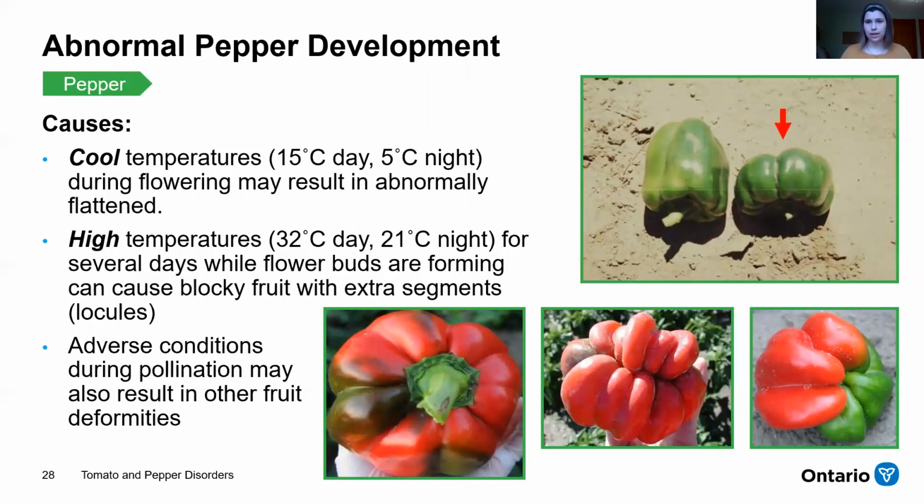On the other side of things, we have exposure to high temperatures, so 32 degrees Celsius during the day or 21 degrees Celsius at night and higher for several days while flower buds are forming. This will cause blocky fruit development with extra segments, which can be seen in the bottom three photos. And these adverse conditions during pollination may also result in other fruit deformities, such as openings in the fruit walls.